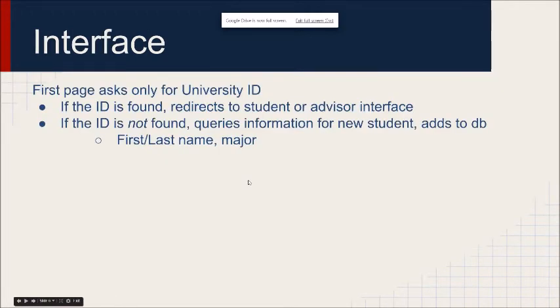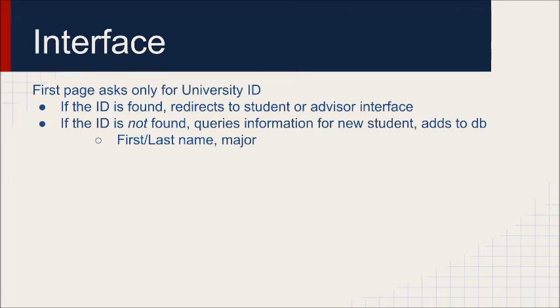So next, let's talk some interface. The first thing that I should note is that the first page will be a general page. What I mean by that is that both students and advisors will go to it. It will simply ask one thing: your university ID. And if the university ID is found, it will redirect you to student or advisor depending on what your ID is.